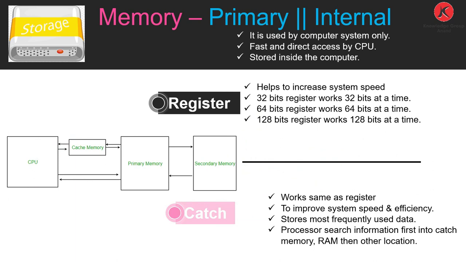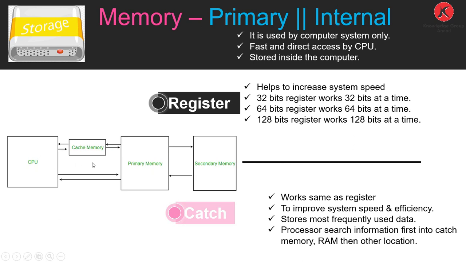Now the next type of primary memory is a register. It is also similar to the ROM. It helps to increase the system speed. For example, a 32 bit register works on 32 bits at a time, a 64 bit register works on 64 bits at a time, and a 128 bit register works on 128 bits at a time. So if you want to increase your system speed, you can change the behavior of your system using different kinds of registers.